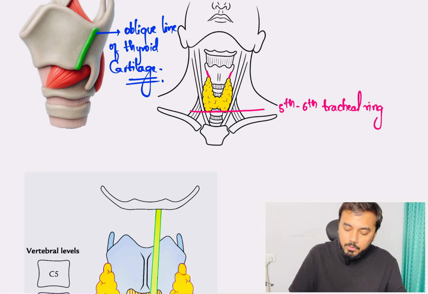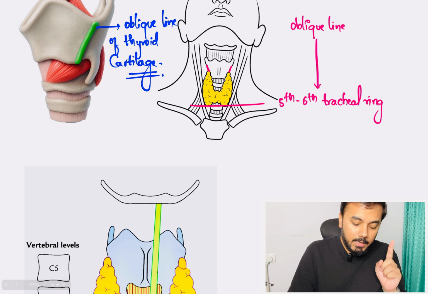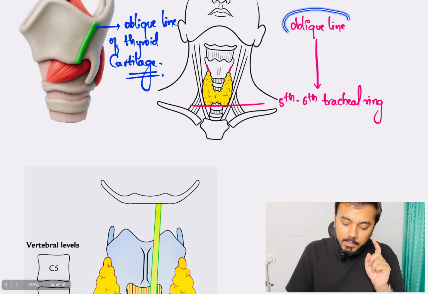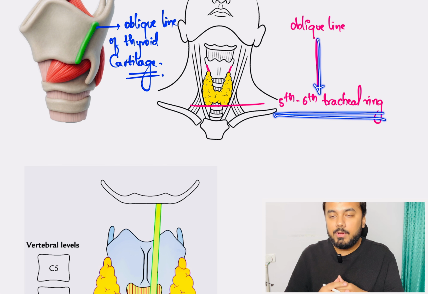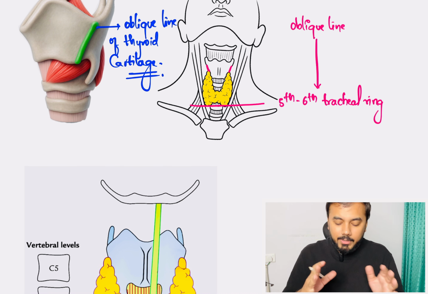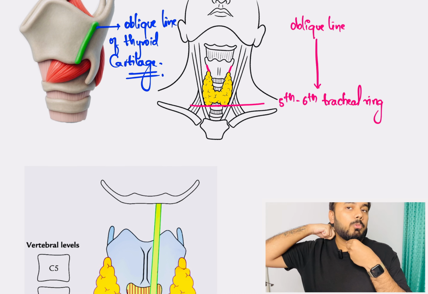Okay, so it starts from the oblique line till the fifth or the sixth tracheal ring. This is the basic outline which you need to know. Very, very important. Once again I'm telling you the topography. It starts from the oblique line of your thyroid cartilage all the way down till the fifth or sixth tracheal ring, right? So trachea, thyroid cartilage, all of them are present anteriorly, but what is present posteriorly here?